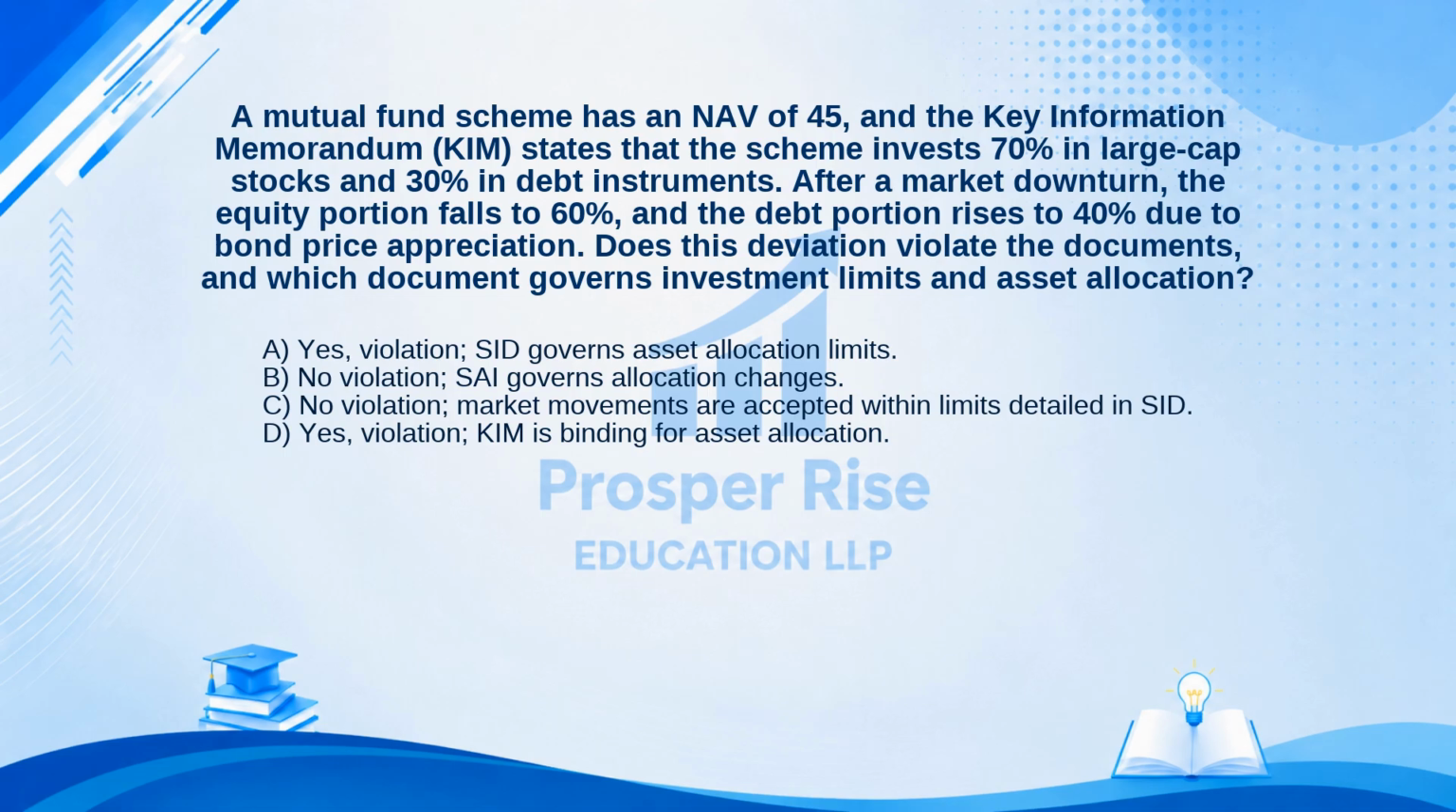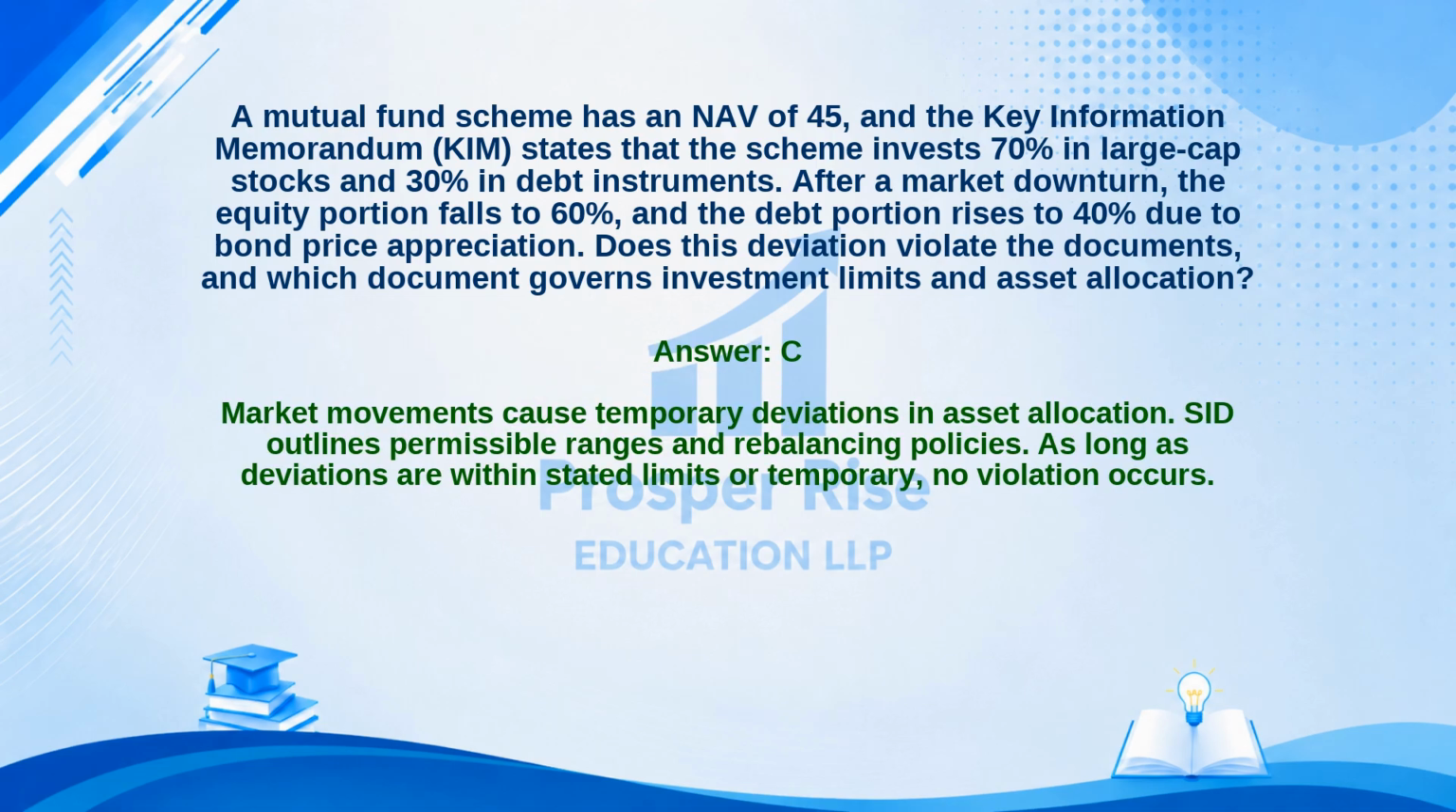The correct answer is option C. Let's see why. Market movements cause temporary deviations in asset allocation. SID outlines permissible ranges and rebalancing policies. As long as deviations are within stated limits or temporary, no violation occurs.